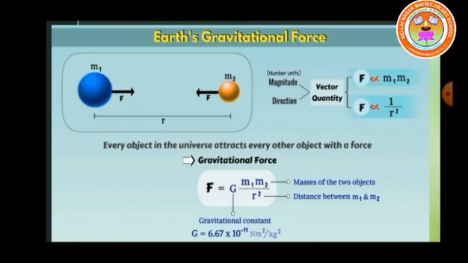Its value in SI unit is 6.674 times 10 to the power of minus 11. The unit is newton meter square kg to the power minus 2, that is N m^2 kg^-2.